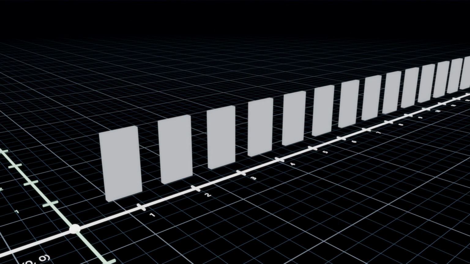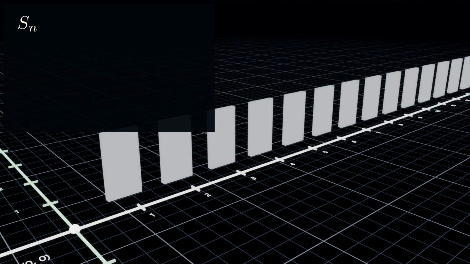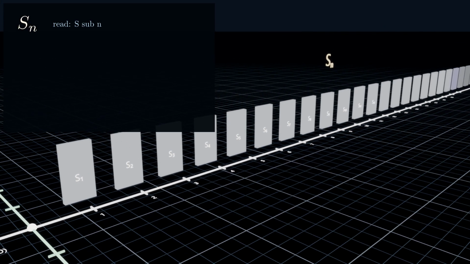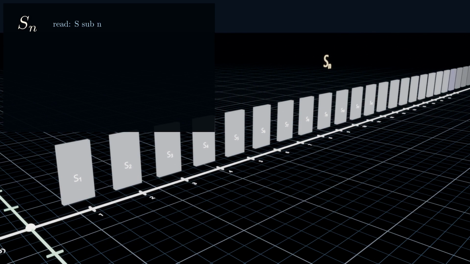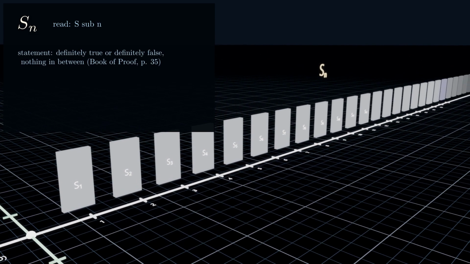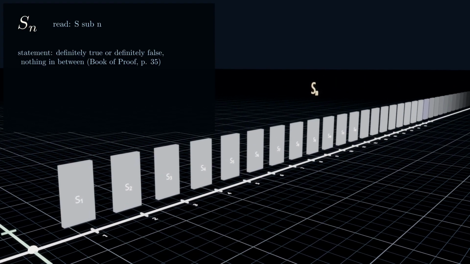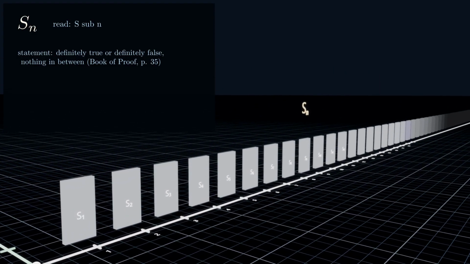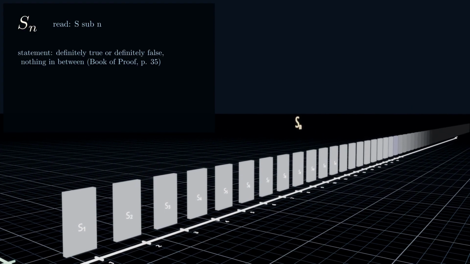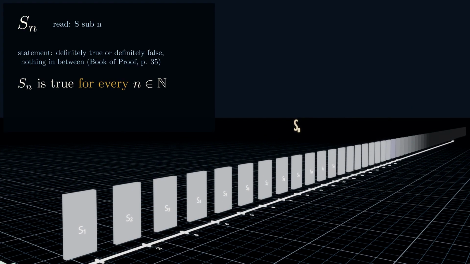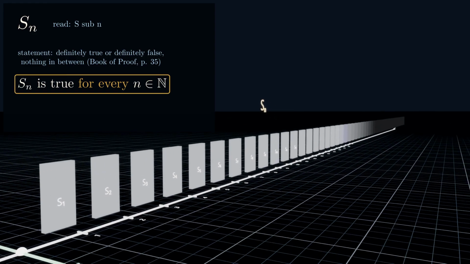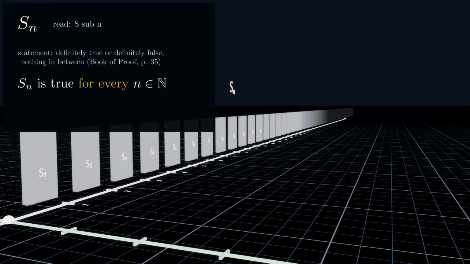Your book of proof gives every line a name, S with a small n underneath. Say it. S sub n. S1 is line 1. S2 is line 2. Sn is the general line. Each Sn is a statement, a sentence that is either definitely true or definitely false, with nothing in between. And the claim we actually care about is this one sentence. Sn is true for every natural number n. One sentence, infinitely many statements folded inside it.